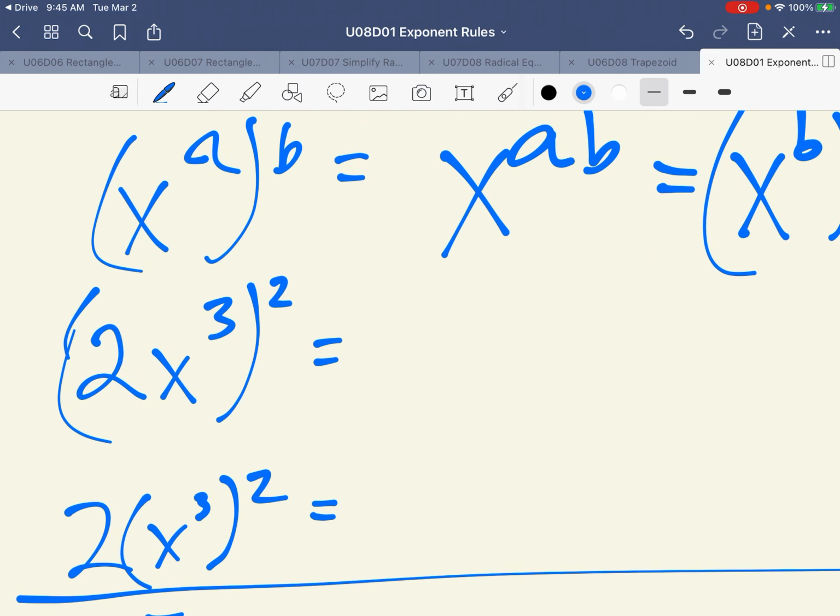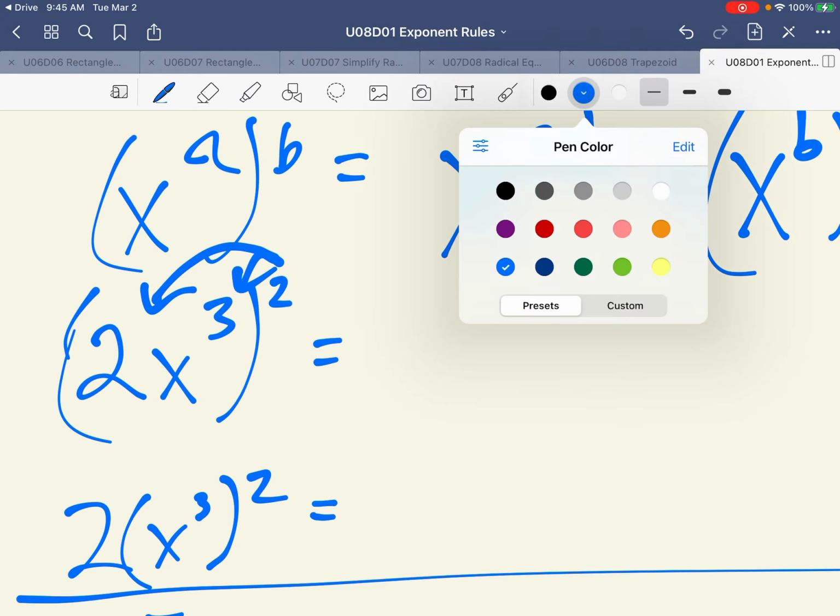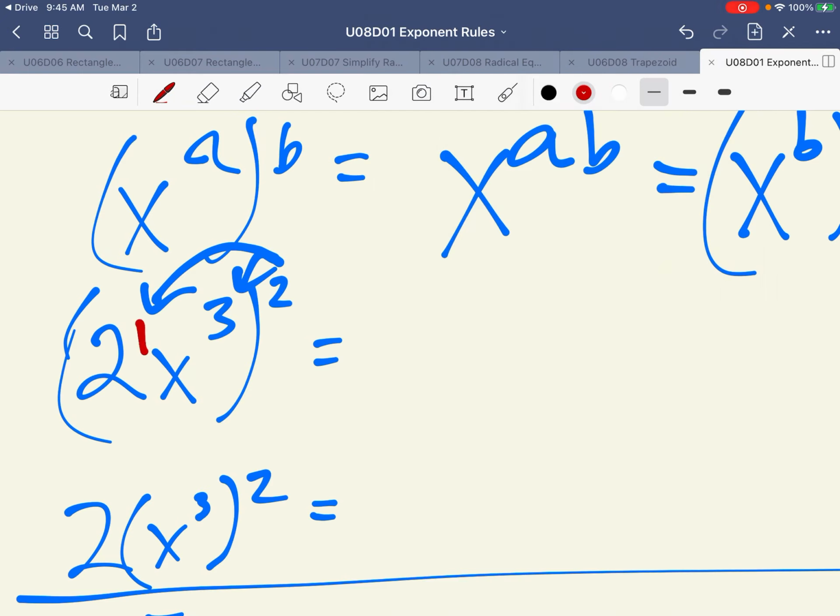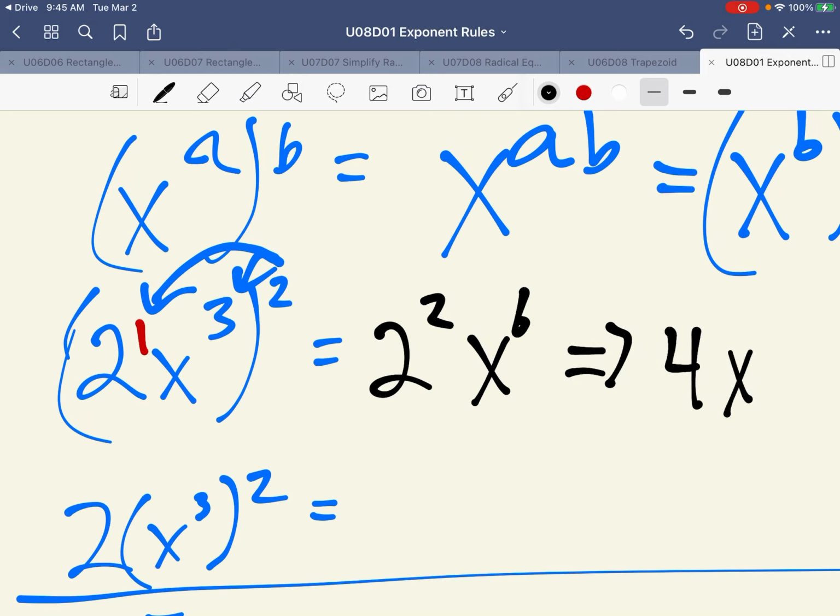Let's just apply it to an example with a coefficient. So there are two versions of this example, one with the coefficient inside of the parenthesis and one with it on the outside. When it's on the inside of the parenthesis, the power rule will apply to both values, all the terms, as a matter of fact. So a number has its own exponent, which is a 1 in this case. So this would become 2 to the 2nd times x to the 6th, and the 2 to the 2nd would then simplify to be 4.